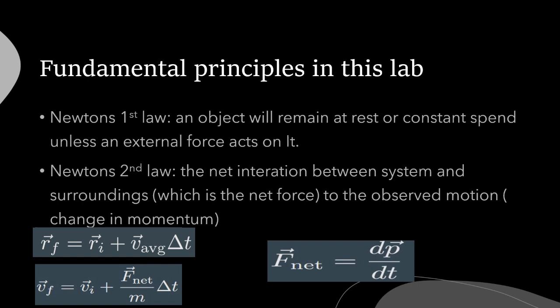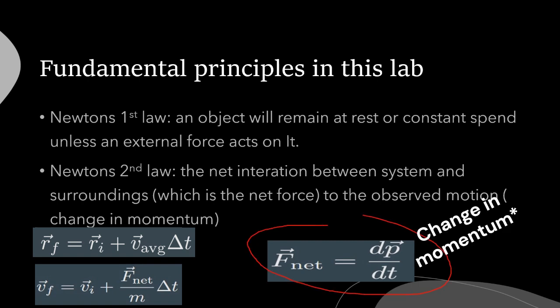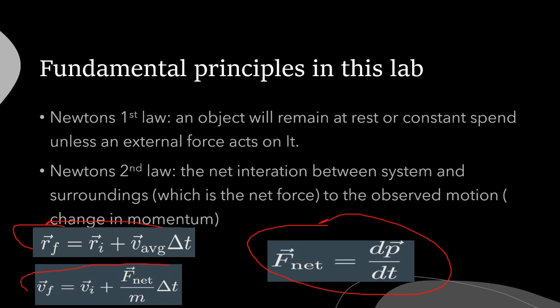The fundamental principles in this lab are Newton's laws. Newton's first law states that an object will remain at rest or at constant speed unless an external force acts on it. Newton's second law relates the net interaction between the system and the surroundings, which is the net force, to the observed motion, the change in momentum. Newton's second law's equation is F net equals change in momentum divided by change in time. From this, we can get to the position update formula, which is right here, and also the velocity update formula, which is right here.